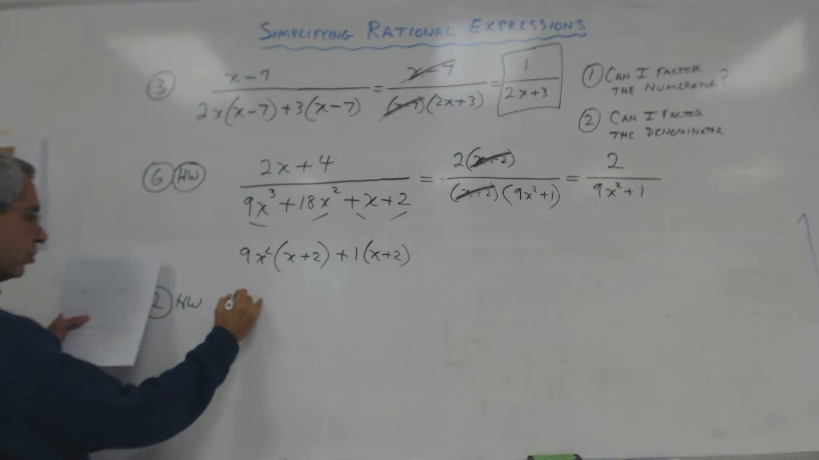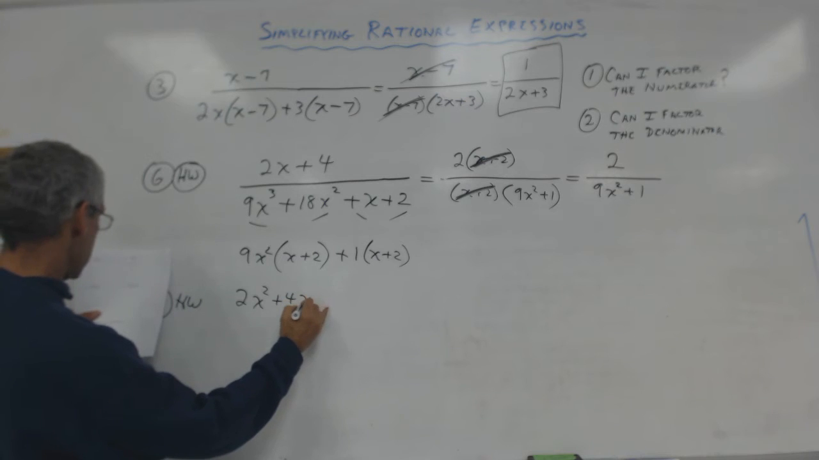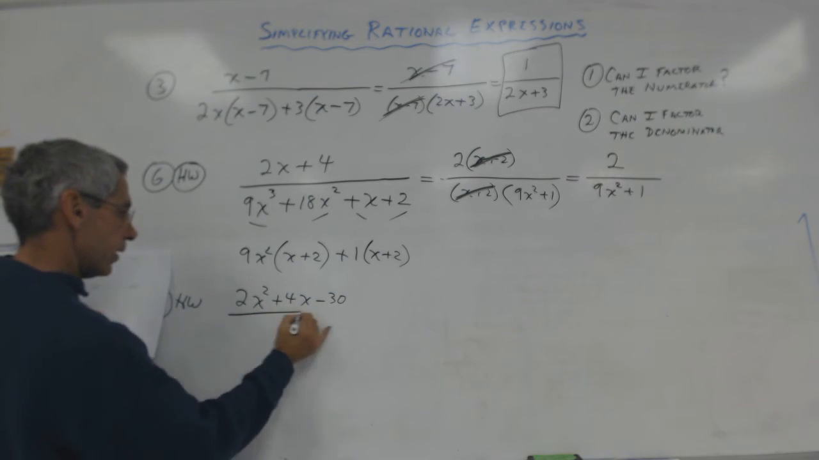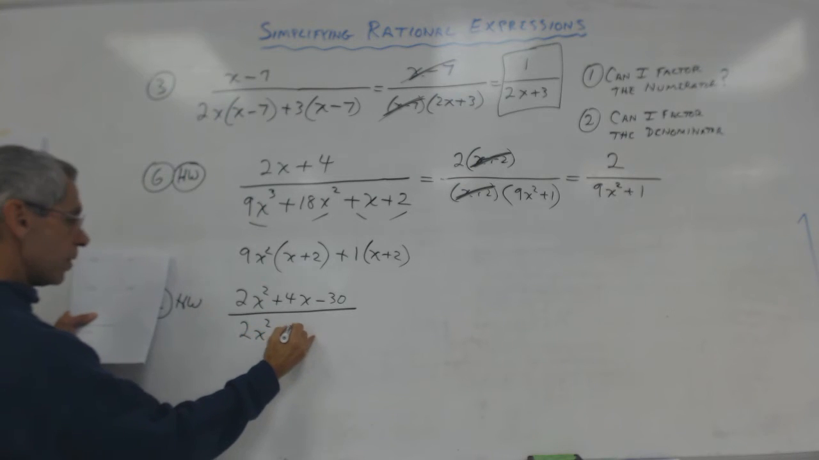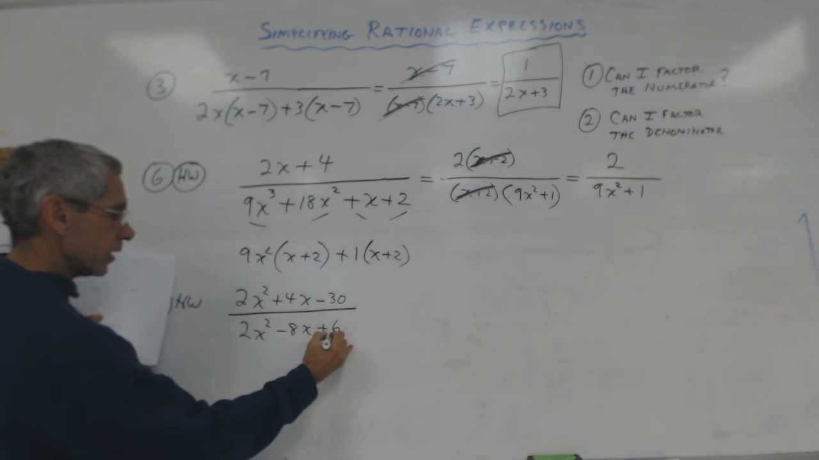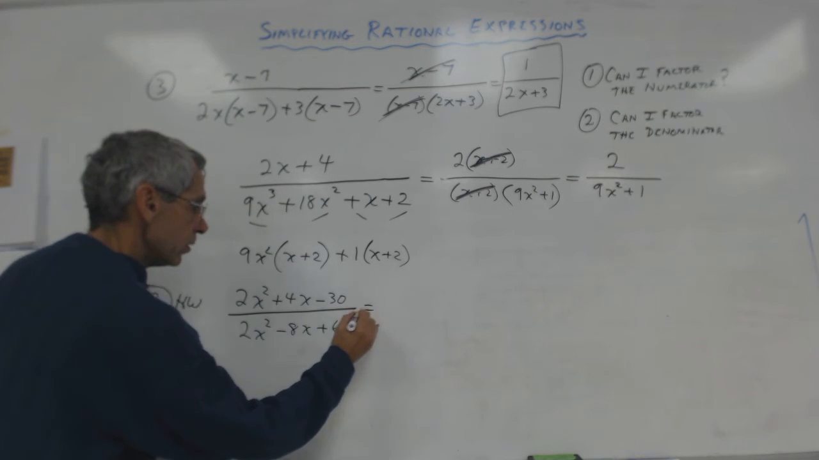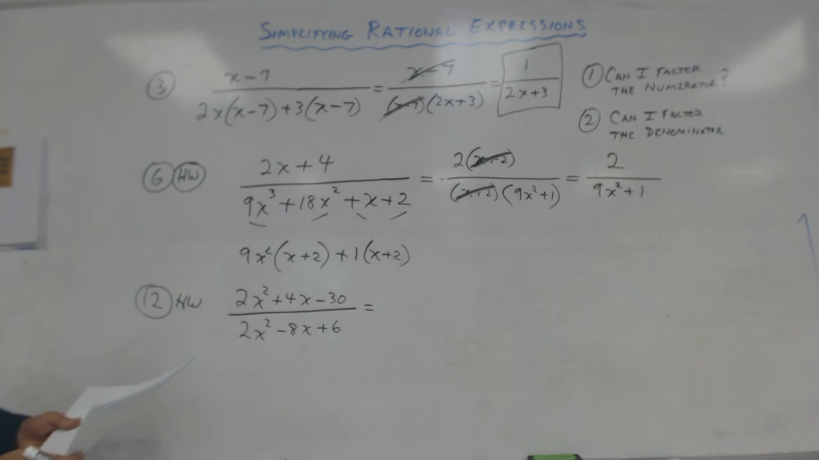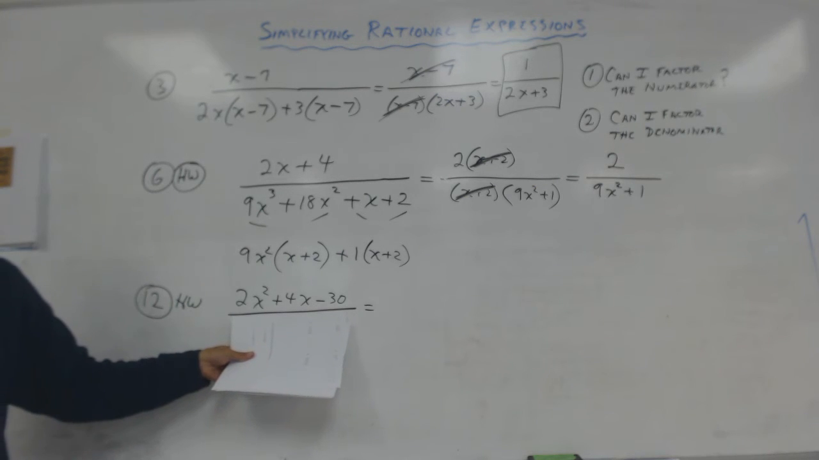2x squared plus 4x, then 2x squared minus 8x plus 6. Okay? Looks kind of scary. But what we're going to do is follow our same rules. Ignore my denominator. Can I factor the numerator?